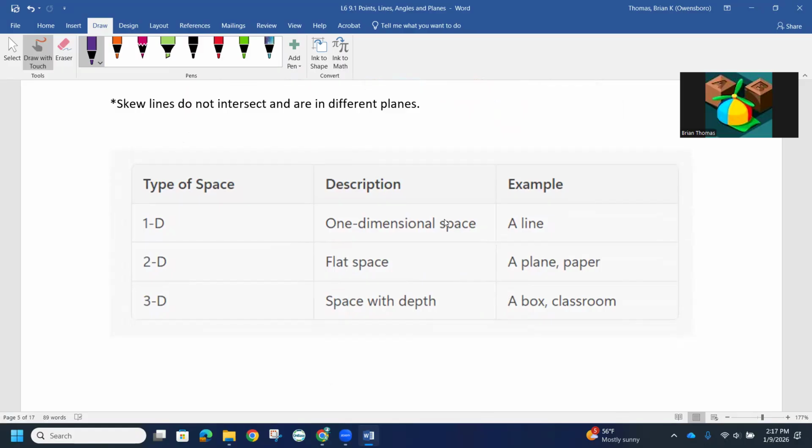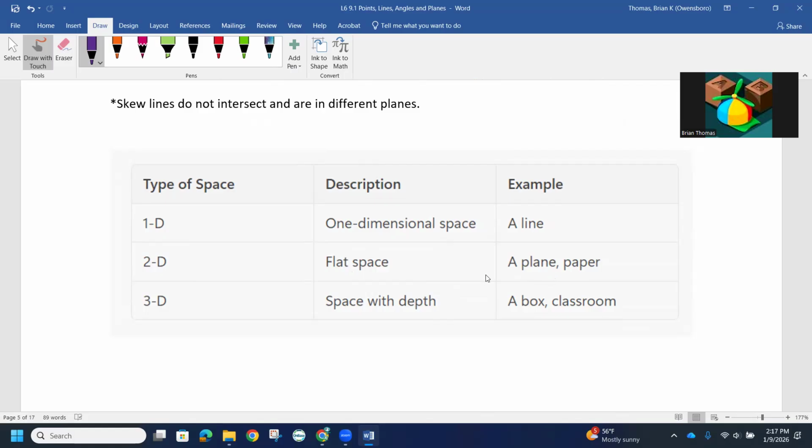So when it comes to spaces, we have one-dimensional space, two-dimensional space, and three-dimensional space. 1D, 2D, and 3D. So one-dimensional space basically means we're dealing with a line. Two-dimensional space, we're talking about a flat space, so like a surface. So a plane or a piece of paper. So again, a tabletop is two-dimensional.